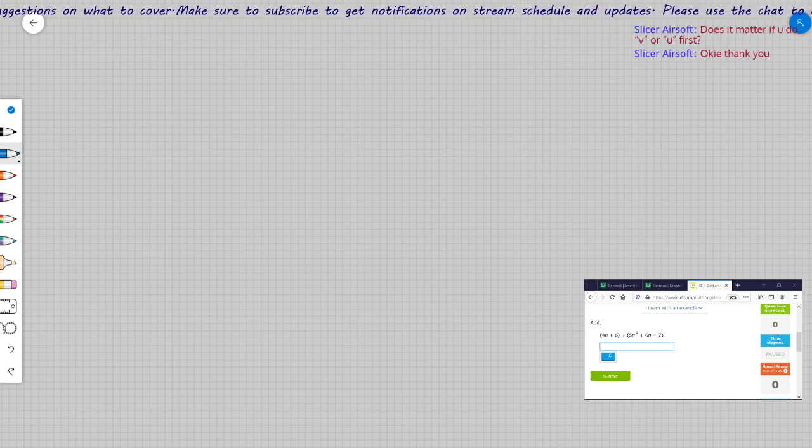So this is going to give us a binomial. So we have two terms here, followed by three terms here, so a trinomial. So we're adding a binomial and a trinomial. So let's add those together. I'm going to write them on the whiteboard.